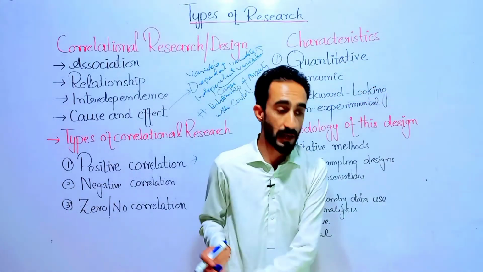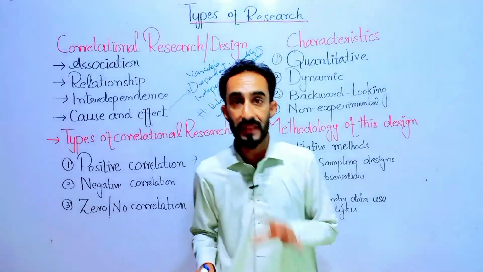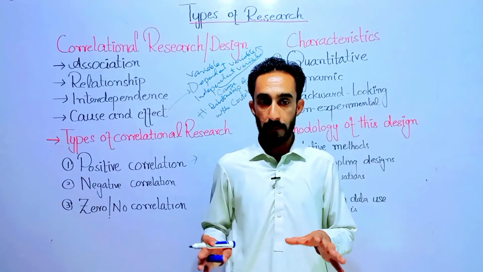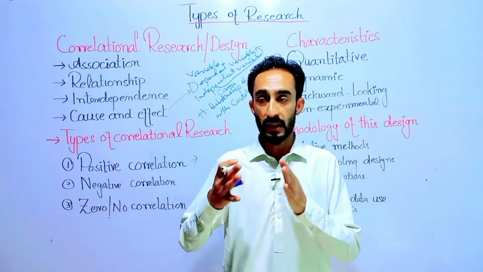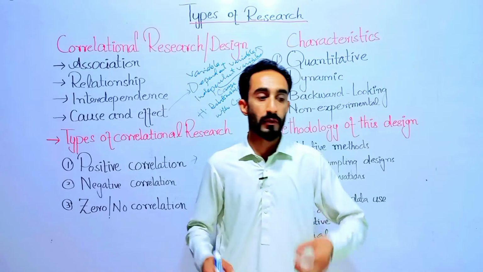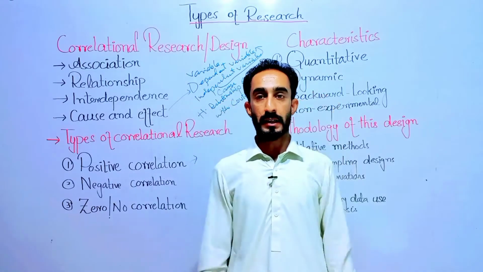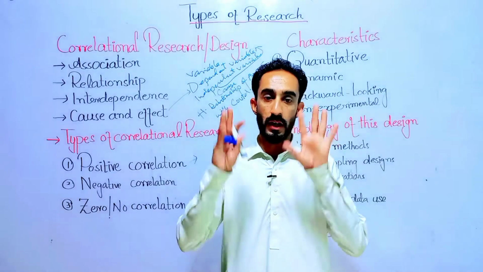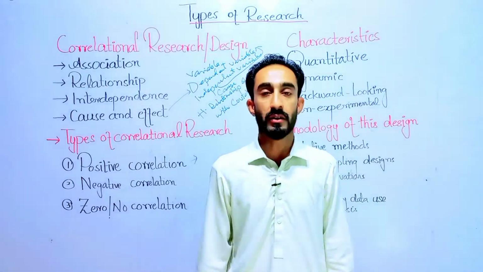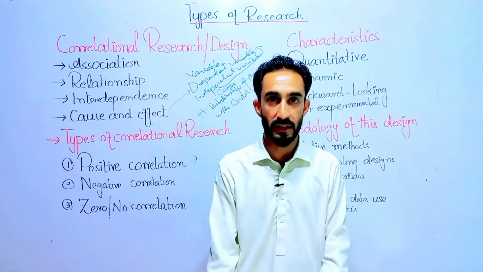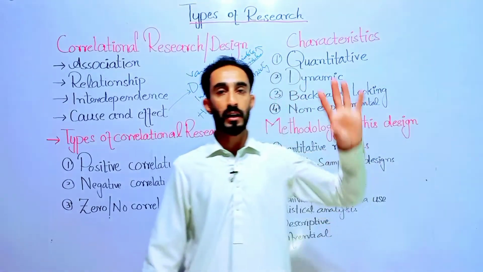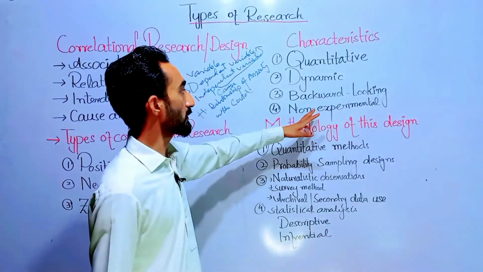Backward looking means we will describe things, or create associations between variables on the basis of secondary data, other data which we had used previously in other research studies, similar to correlational research. This is the backward looking of correlational research design.